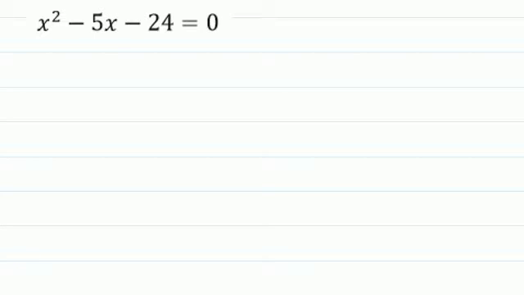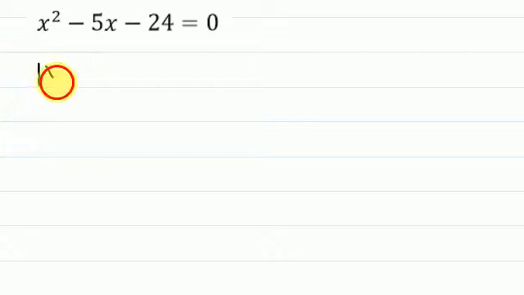Alright folks, we have a quadratic equation x squared minus 5x minus 24 equals 0. We're asked to either apply factoring techniques or use the quadratic formula to solve this quadratic, okay? So my first impression is, alright, let's write this in standard form.